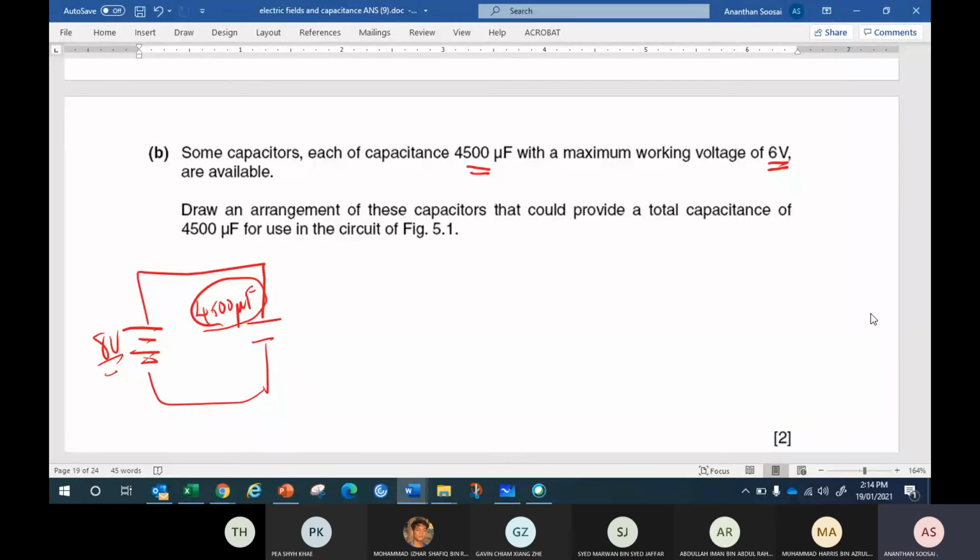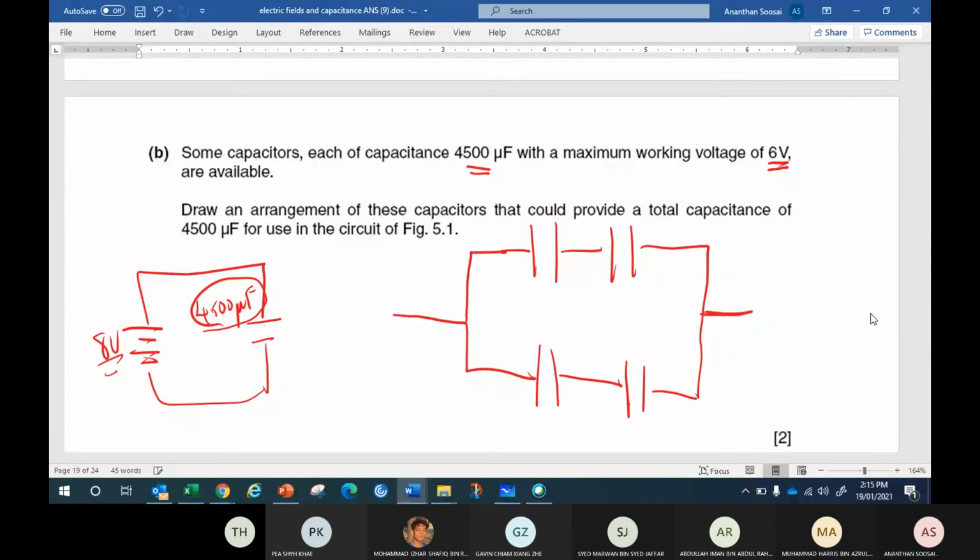So how do you do an arrangement here with a few 4,500 microfarad capacitors in such a way that the total is still 4,500, but all are safe, never break? Means all occupy a voltage less than 6 or 6. Is anyone? On top, you do how many? Yeah, top and bottom, right? So top can be 2, right? Can we have 2?